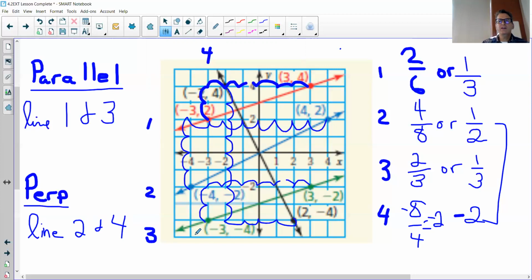So that's the exit ticket today. Parallel: 1 and 3, perpendicular: 2 and 4. The opposite reciprocal of 1/2 is negative 2. So this lesson basically covers slope and a special relationship, with parallel lines having the same slope and perpendicular lines having opposite reciprocals.